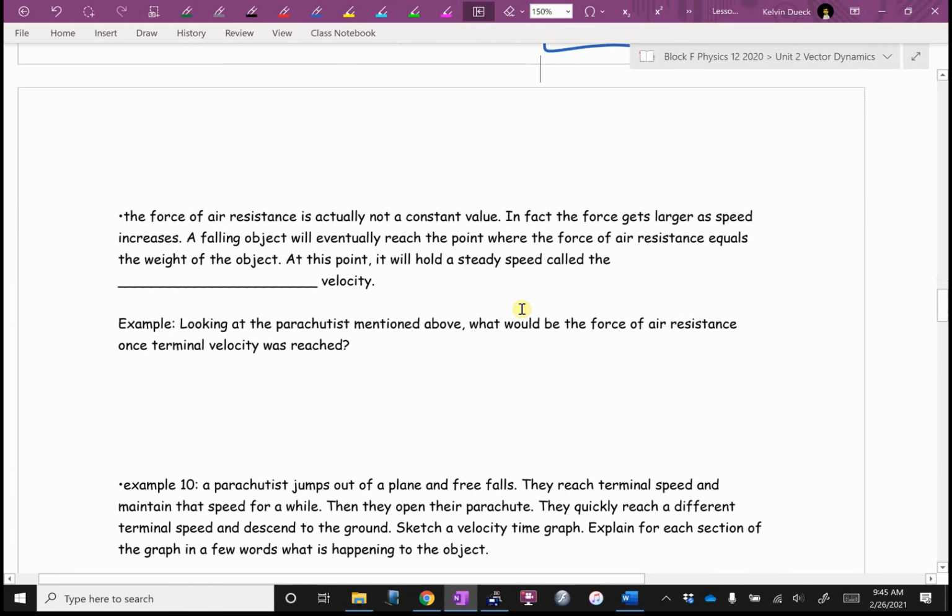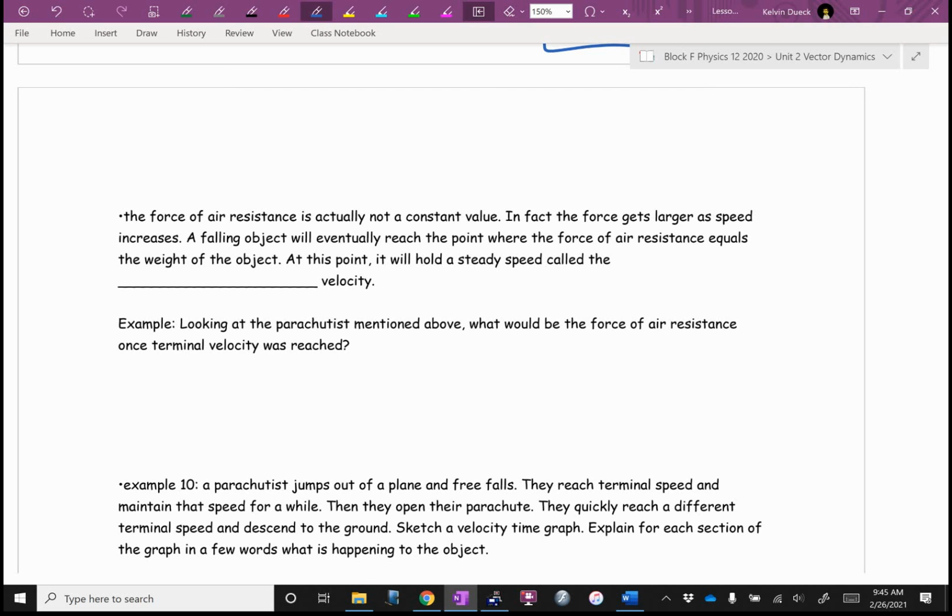I wrote here, so the force of air resistance is actually not a constant value. If you want to find out more about it, do a YouTube search or a Google search for how to calculate air resistance. There is an air resistance equation. It depends on several things. It depends on something called the drag coefficient. That's the thickness of the liquid or the air that you're going through, because air gets thinner at different temperatures and altitudes. It depends on your cross-sectional area.